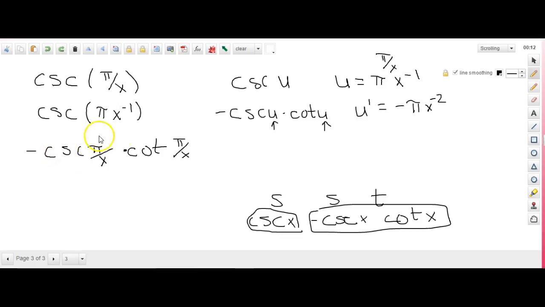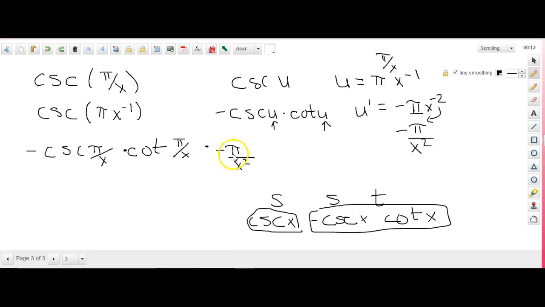So derivative of the outside was the cosecant cotangent, evaluated at the inside was the pi over x, times the derivative of the inside, so times negative pi. Again, they're probably not going to write it x to the -2. We don't usually like negative exponents. So this rewritten would be negative pi over x squared. You have to move that to the bottom of the fraction to make the exponent positive. So times negative pi over x squared.